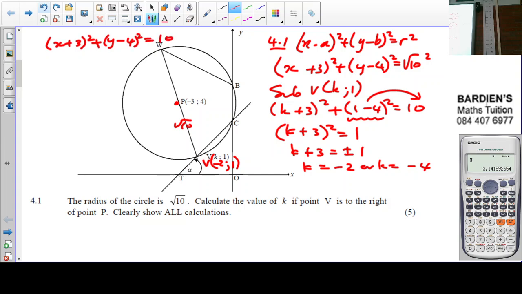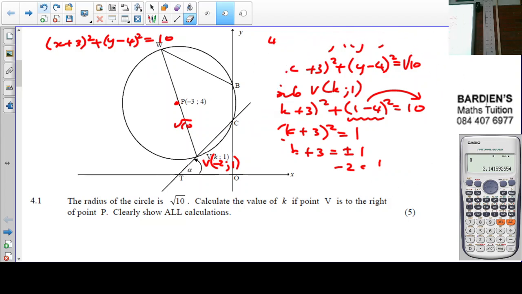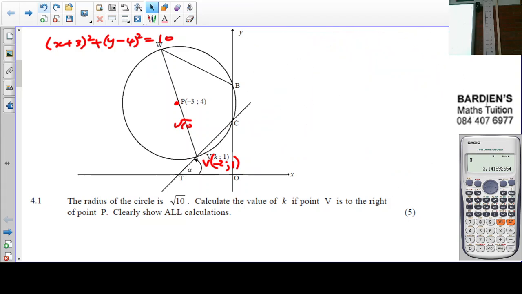Okay. So as I indicated, I'm going to erase to make space for the next calculation. Okay. Any problems so far?